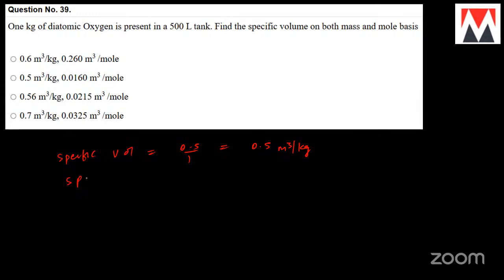You have specific volume on mole basis. So you have 0.5 by 1 by 0.032. Okay, this we have written in grams actually, because this is given in kg. So it is 32 grams. You are converting into kg. You get 0.016 meter cube per mole. So you get 0.5 and 0.016 meter cube per mole.